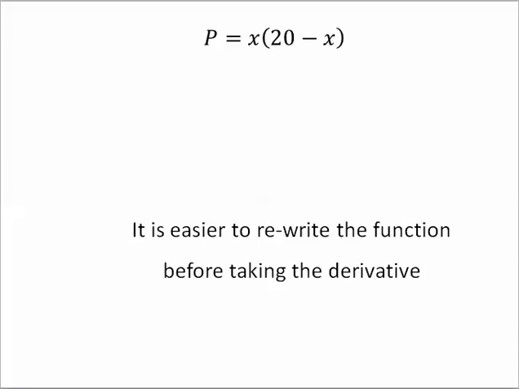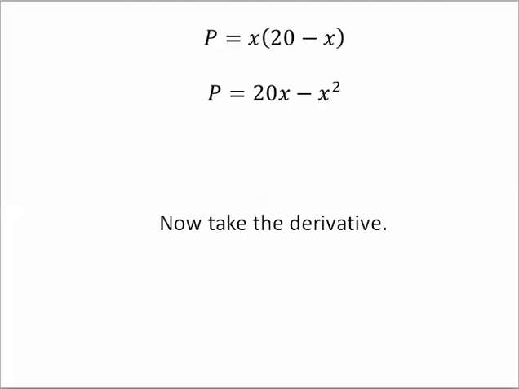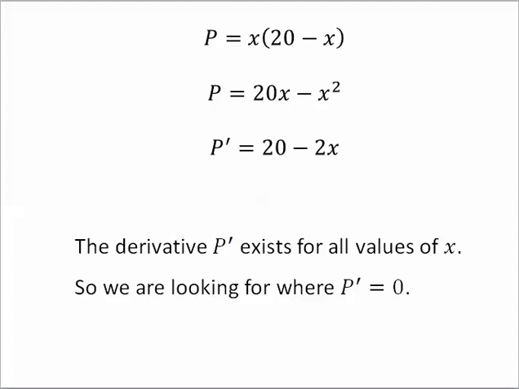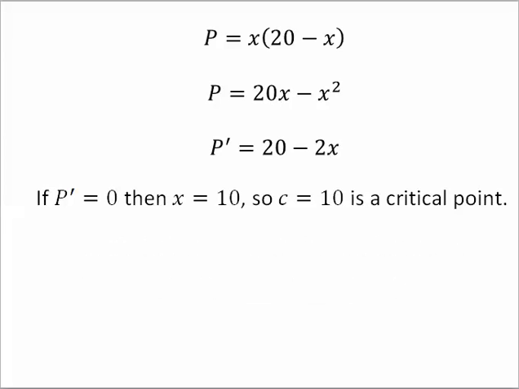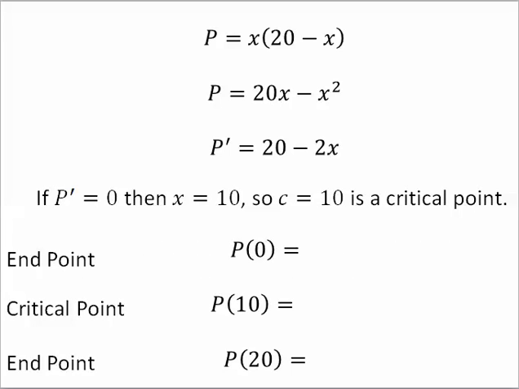In this case, it's going to be easier to distribute that x before you take the derivative. Otherwise, you'll have to use the product rule. After you distribute the x, go ahead and take the derivative. Now, to find critical points, remember you look for where p prime does not exist and where p prime equals 0. And this particular derivative exists everywhere. So just set p prime equal to 0 and you get a critical point of 10. Then, as I said, check your endpoints and your critical points.